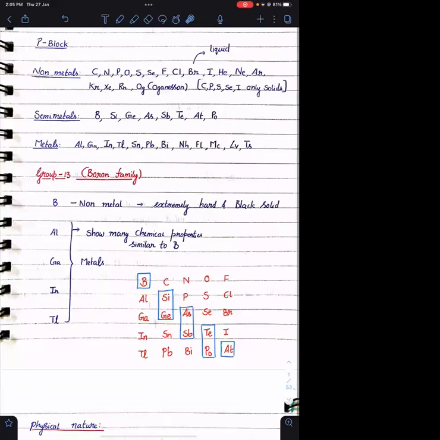So carbon, nitrogen, phosphorus, oxygen, sulfur, selenium. Okay, fluorine, chlorine, bromine, iodine. Then the noble gases will also remain non-metals. Any doubt? Helium, neon, argon, krypton, xenon, radon, oganesson. Okay, the one below radon. Is that clear?